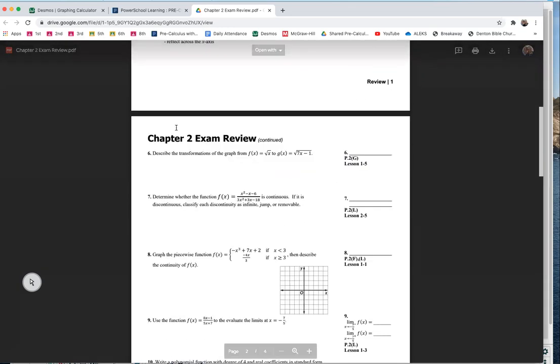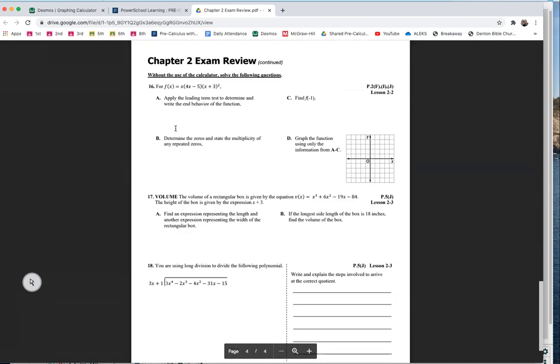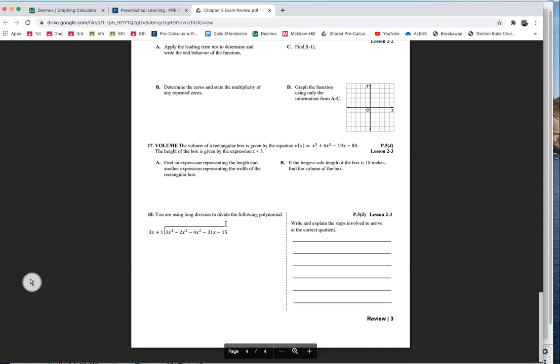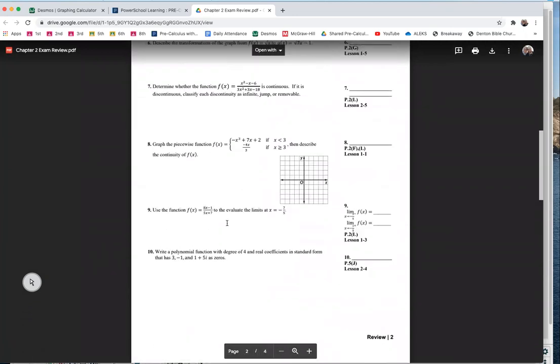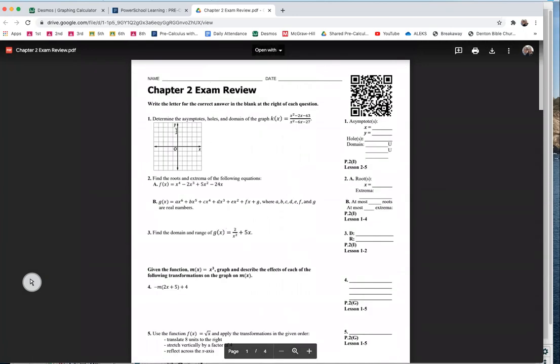My goal is to see how many of these 18 problems we can do in class. I'm going to try to get through all of them. I know it's a little different when students ask questions because we can spend more time on a problem, but that's my goal, to work through this exam review.